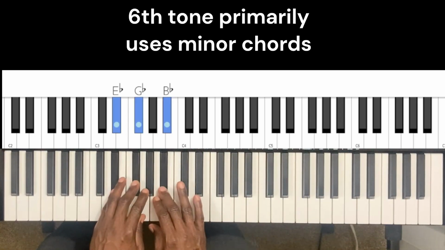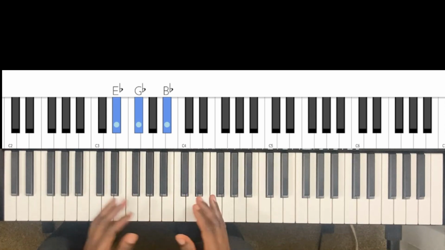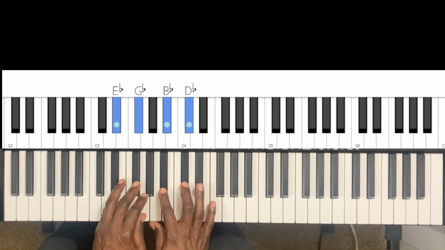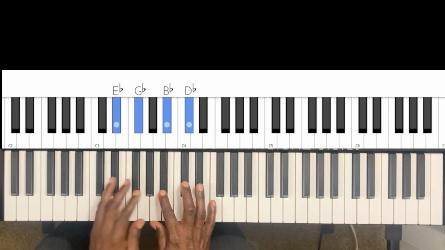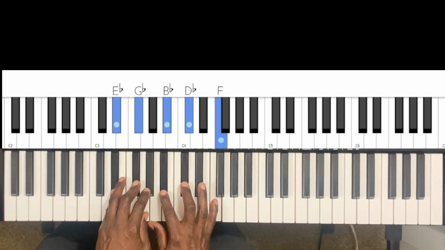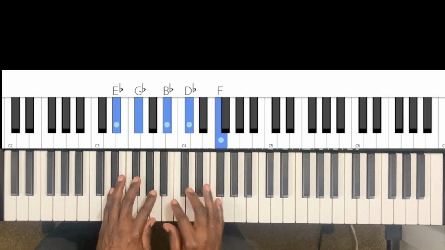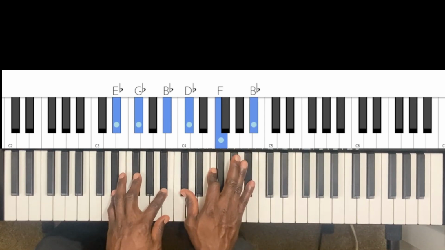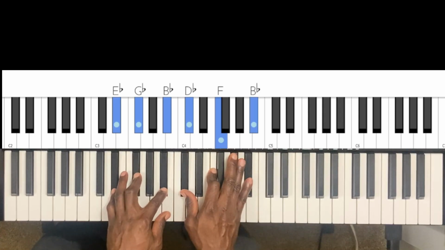So if I'm on the 6th, it could be just a regular minor triad. If it's not that, well, maybe it's that 7. Maybe I add the 7 to it, and minor 7. Nope, not that. Well, let me add the 9. Oh, that's getting a little closer, right? And if not that, oh, the melody was here, so let me just add the melody in, and then boom, I found the chord.